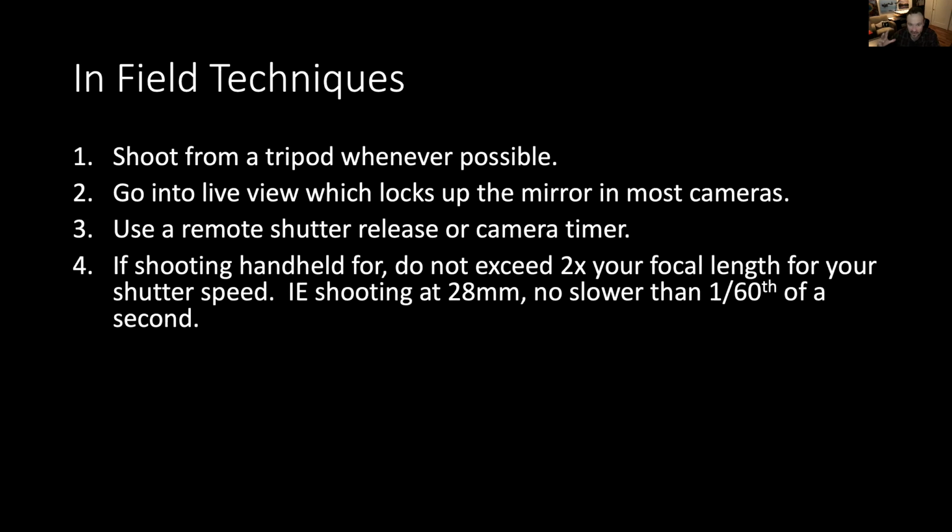If shooting handheld, and a lot of my images are handheld, do not exceed 2x your focal length for your shutter speed. If you're shooting at 28 millimeter, for example, you would not want to be any slower than 1/60th of a second. I keep this in mind as I'm working the scene. If I'm working a scene with my wide angle, my 14 millimeter lens, I know I'm not going to want to go slower than 1/30th of a second on my shutter, or I might have some issues. So keeping this in mind is going to help.